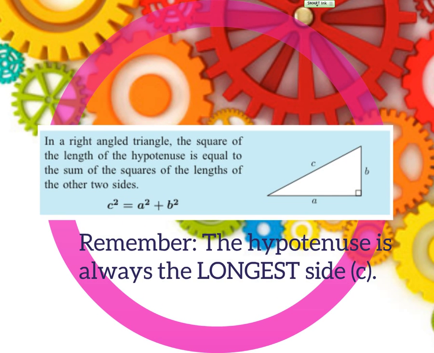So in a right-angled triangle, the square of the length of the hypotenuse is equal to the sum of the squares of the lengths of the other two sides. So just writing that all out in words. Remember, these are your notes, so you don't have to write word for word what's on there, but what you need. We've got our right triangle here, and we've got c squared equals a squared plus b squared. So the hypotenuse is equal to the sum of the squares of those legs. Remember that the hypotenuse is always the longest side. So it's always C.